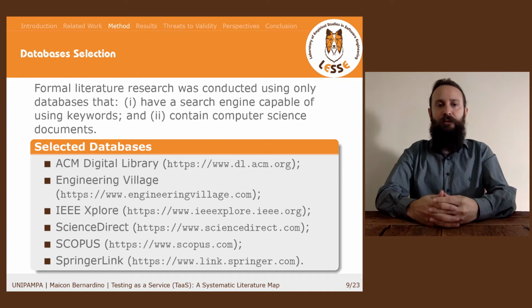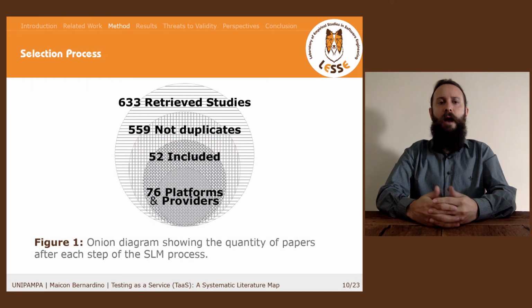Database selection. Our initial selection process was conducted in April 2019 on ACM Digital Library, Engineering Village, IEEE Xplore, Springer Link, and Scopus, and provided close to 633 results. Our selection process was defined in 4 steps.